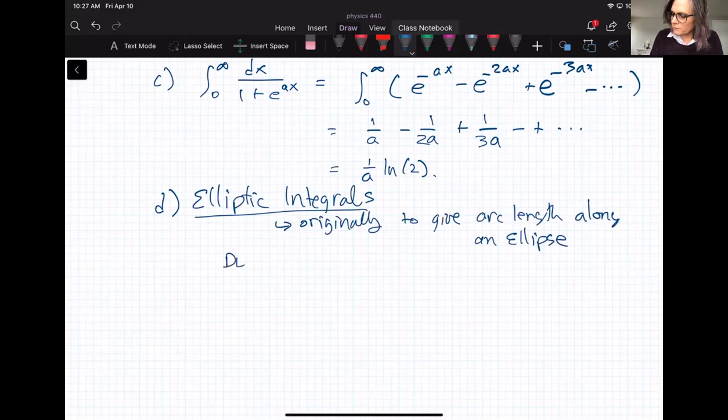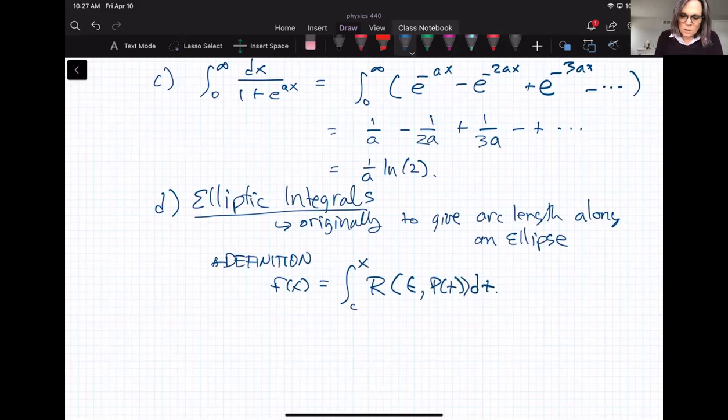The general definition is a function f of x equal to the integral from some point c to a function of x of R(t, P(t)) dt, where R is a rational function of two arguments and P is the square root of some polynomial series.